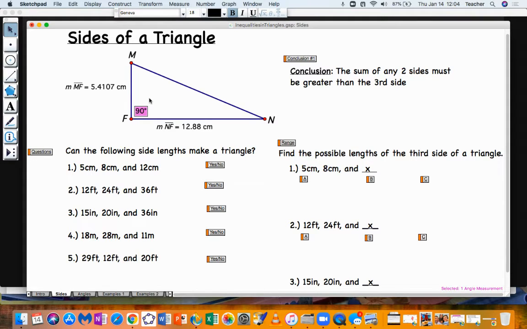If you remember, a triangle has to add up to 360. The angles inside, the interior angles, have to add up to 360. So if that's true, you can't have two 90s, and that's why your hypotenuse has to be the longest side.